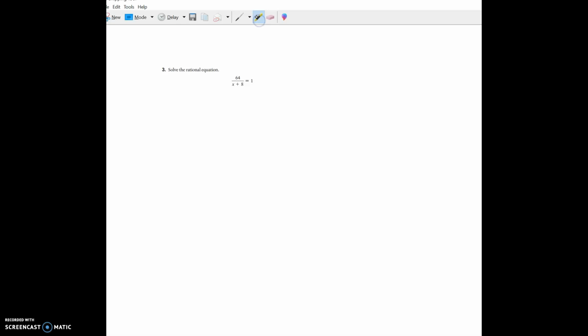Okay, so this problem might be a little problematic because of that guy right there. Having the x in the denominator is a problem. So there's a couple things we can do. Number one, we could do it like we started class and do the reciprocal function. So we can flip the 64 and the x plus 8. And then the reciprocal of 1 is 1 over 1. So when I flip it, I still get 1. Okay, so I could just flip both sides.